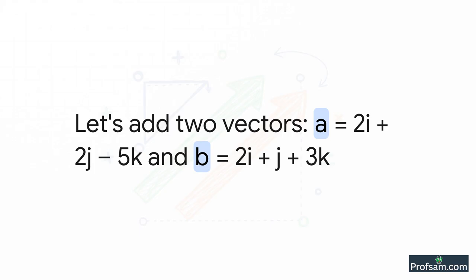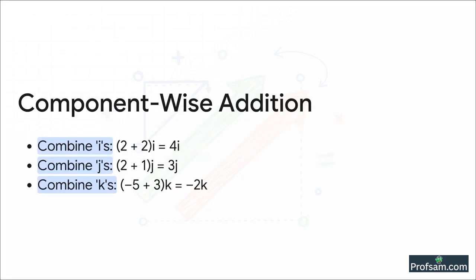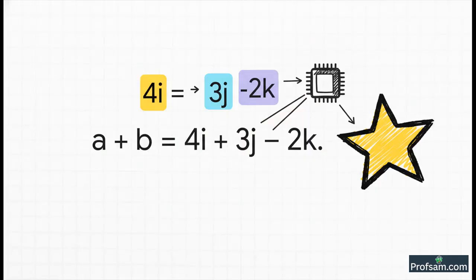That's all they are. Now, adding these is actually the easiest part, believe me. We just add the matching letters together. So first, let's combine the i parts. 2 plus 2 is 4, so we get 4i. Next, the j parts. 2 plus 1 is 3, so that's 3j. And finally, the k parts. Minus 5 plus 3 gives us minus 2, so we have minus 2k. It's just simple addition done 3 times. And there we go. The result, the final vector, is 4i plus 3j minus 2k.